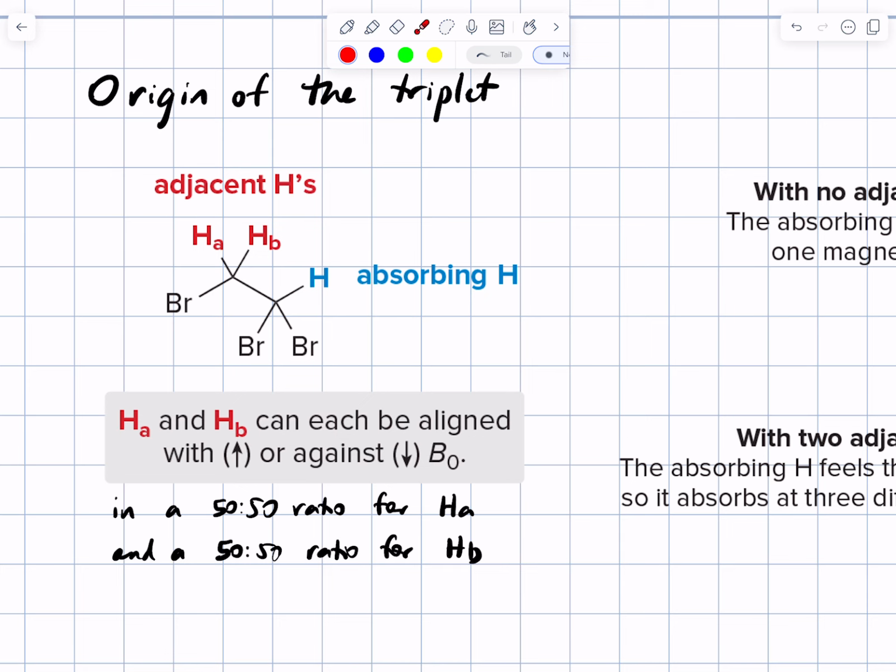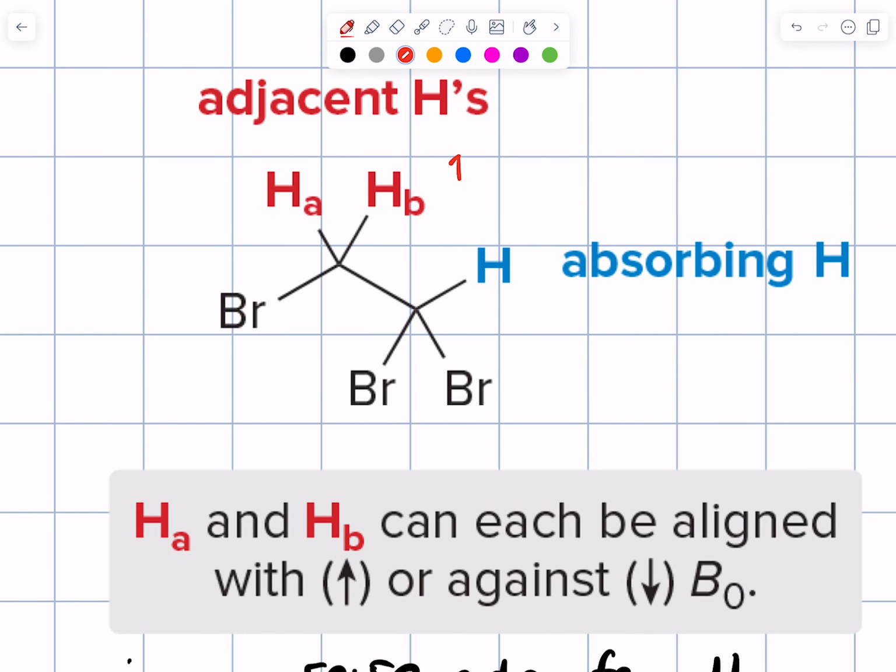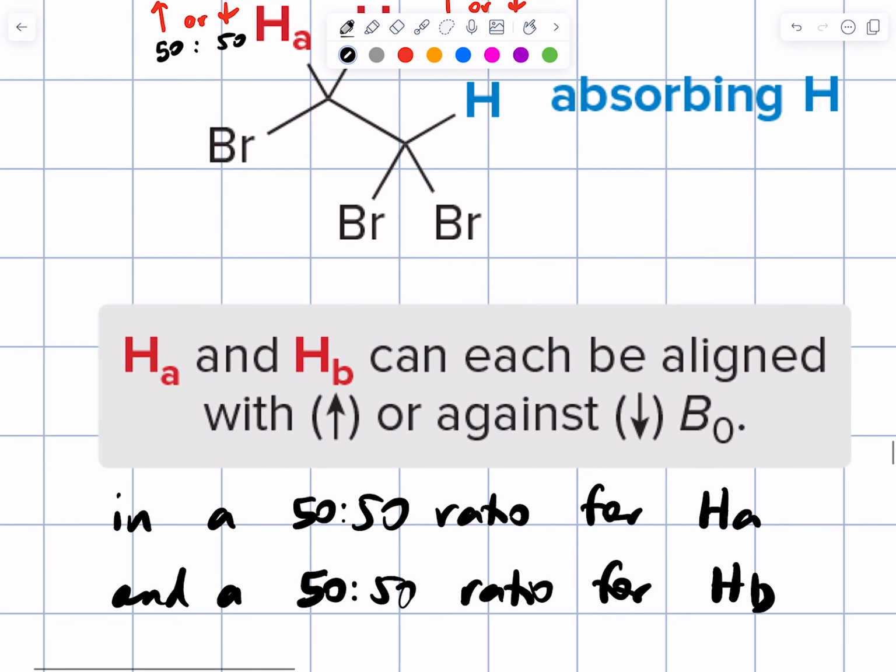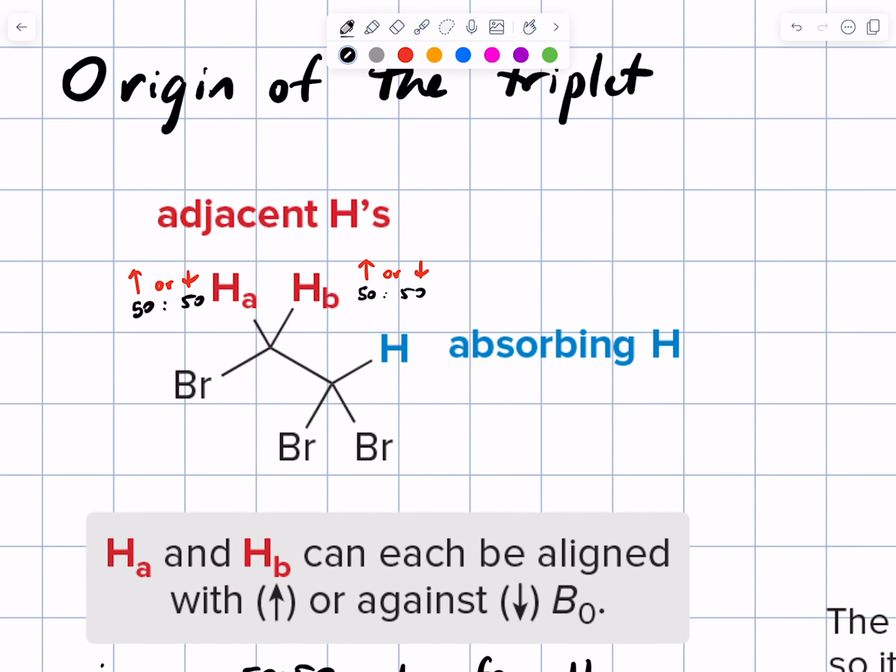Both HA and HB may have two different possibilities for their magnetic moments. For HA, it can be either with or against the external magnetic field, again in a 50-50 ratio. The same is true for HB. So there are three possibilities for what the blue proton can experience. It can experience the external magnetic field with both A and B being aligned with that magnetic field.